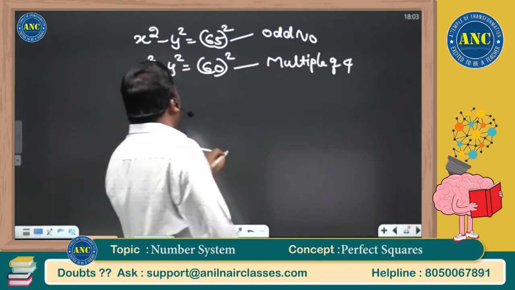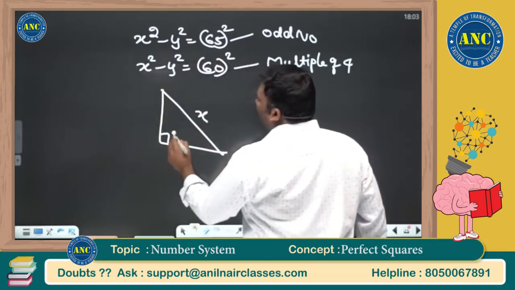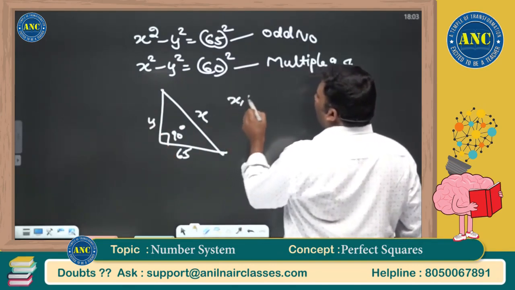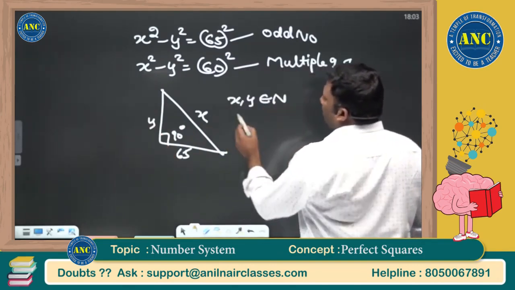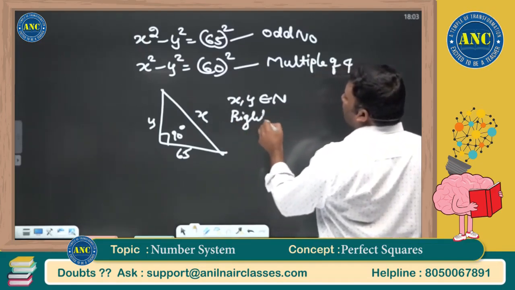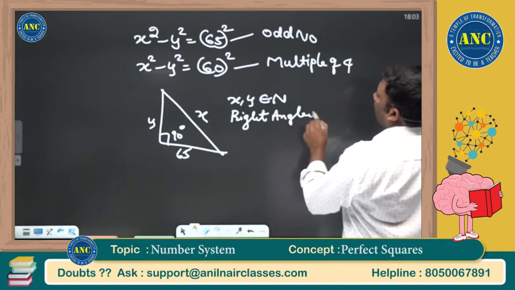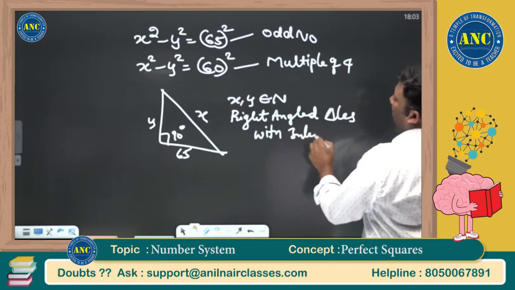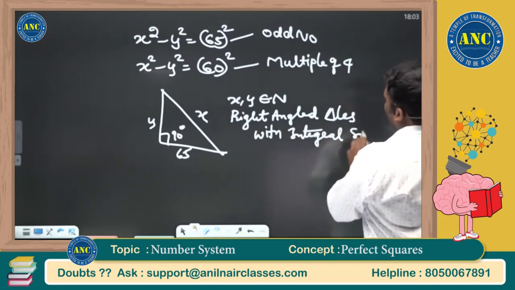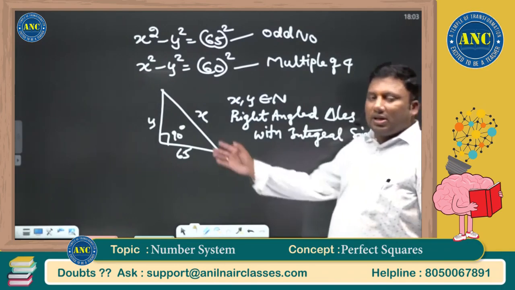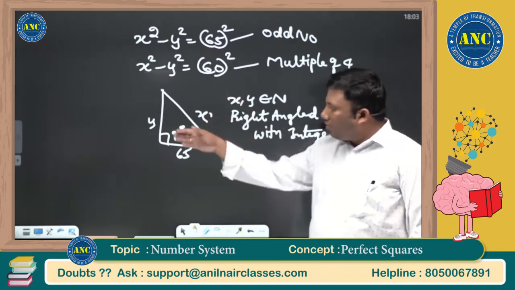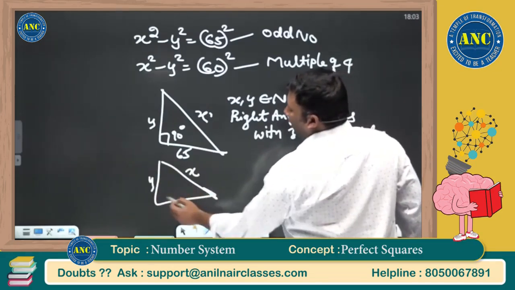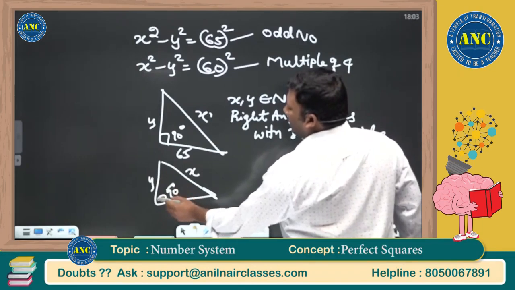This question can also be asked in geometry like this. How many right-angled triangles exist with integral sides, where x and y are natural numbers? How many right-angled triangles exist with integral sides satisfying this equation? This can also be a geometric equation because the Pythagoras theorem is hypotenuse whole square equivalent to base square plus height square. Please make a note of it, sir. X, y, and 60. How many right-angled triangles exist?